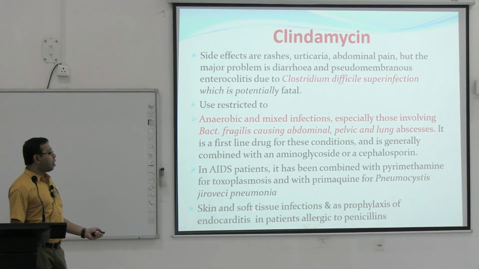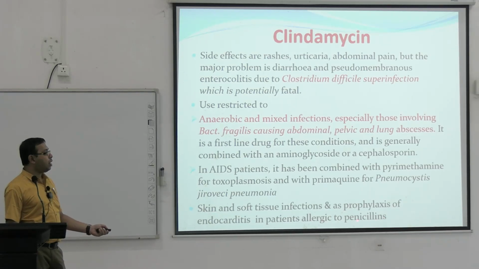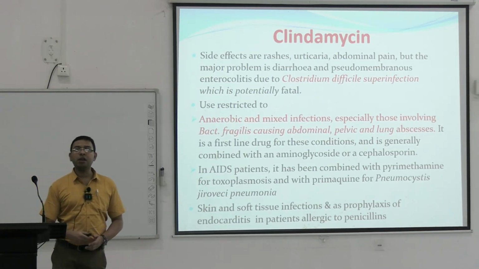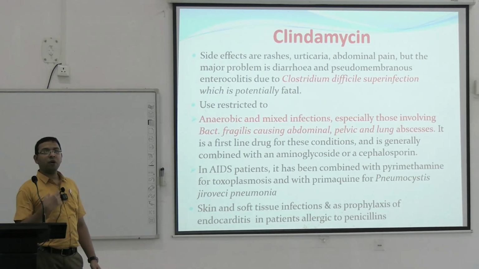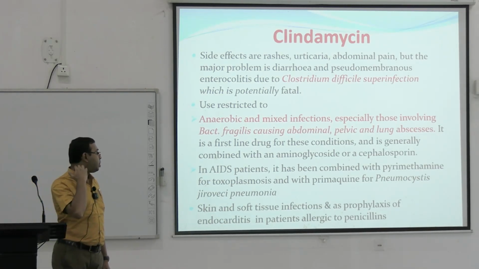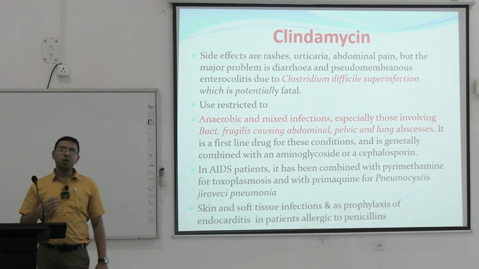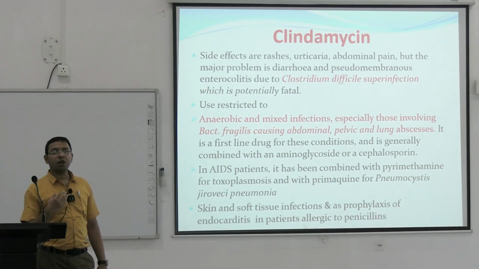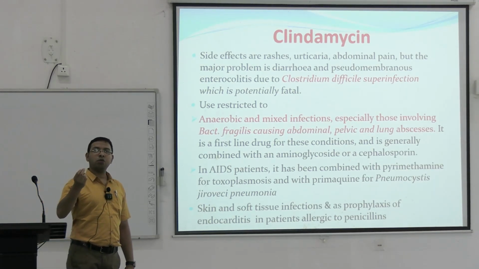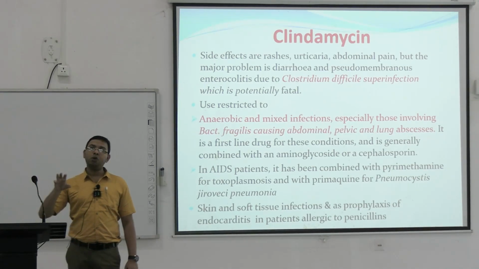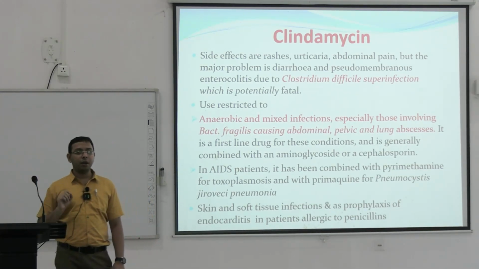And apart from skin and soft tissue infections, there is prophylaxis of endocarditis in patients allergic to penicillin. Endocarditis means there is infection in the endocardium of the heart. Endocarditis usually happens due to streptococcus, gram-positive organisms. So usually in streptococcal throat infections, if we are not treating well, that streptococcus will remain there, and ultimately they can lodge within the endocardium, and endocarditis and different valve disease can develop.